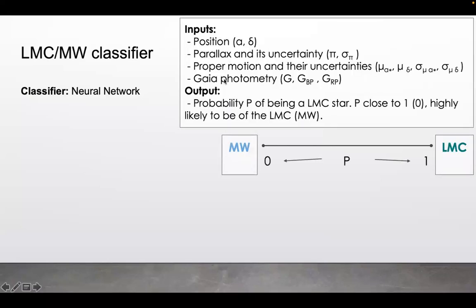So the inputs in the neural network are, I think, 11 variables: the two positions, the parallax and its uncertainties, the proper motions and uncertainties, and the photometry. And then the output is just a number. It's the probability of a star being in the LMC. If this number is close to one, you have a high probability of this source being in the LMC. And if it's close to zero, it's more probable that this star is in the Milky Way.